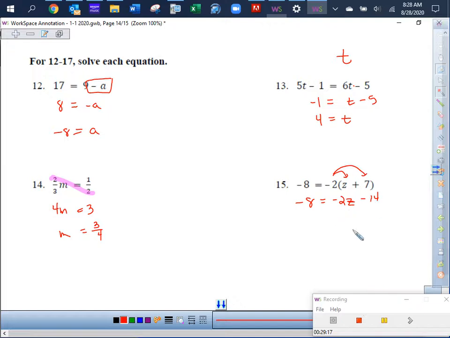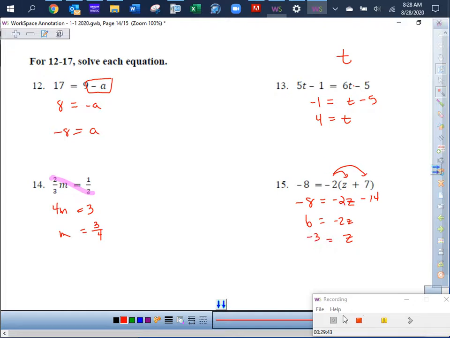And then I'll add 14 to both sides. Don't be afraid to use a calculator. You know, that's why you bought one. That's why you have one. You can do mental math, great. You might want to do some mental math sometimes and check it by punching it in. So that would be 6 equals negative 2z. And then finally, z equals negative 3. Questions about those?